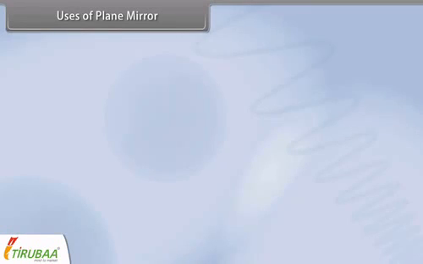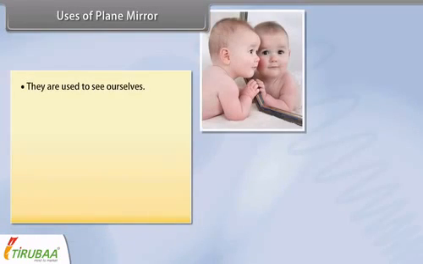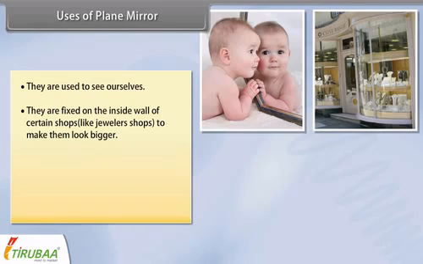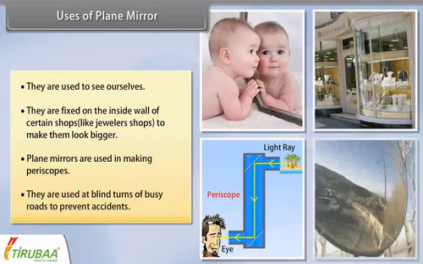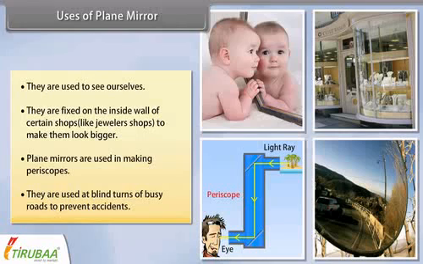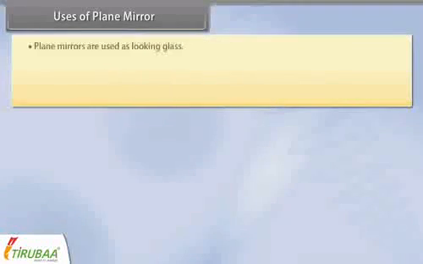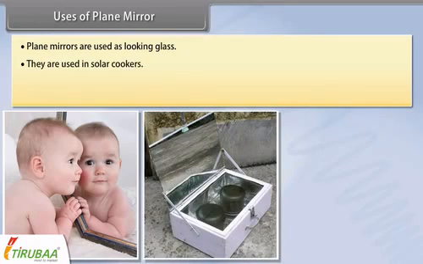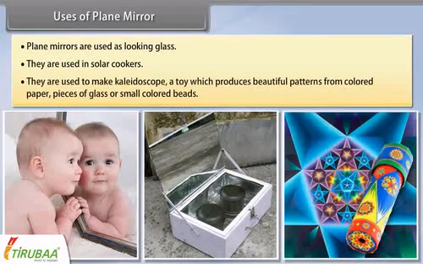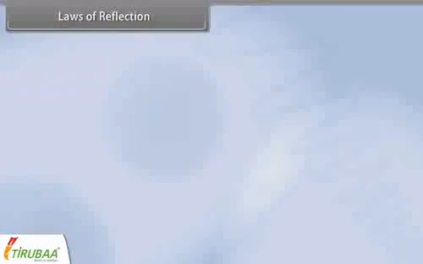Uses of plane mirrors. They are used to see ourselves. They are fixed on the inside wall of certain shops like jeweler's shops to make them look bigger. Plane mirrors are used in making periscopes. They are used at blind turns of busy roads to prevent accidents. Plane mirrors are used as looking glass. They are used in solar cookers. They are used to make kaleidoscope, a toy which produces beautiful patterns from colored paper, pieces of glass, or small colored beads. Laws of reflection.